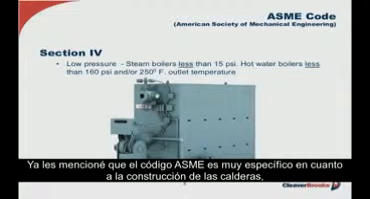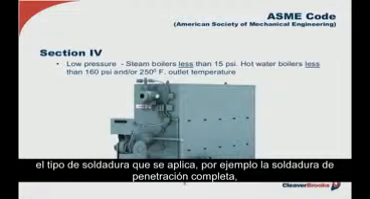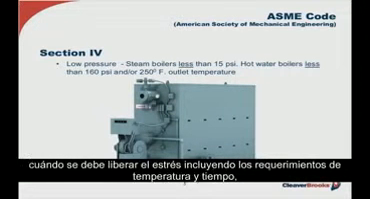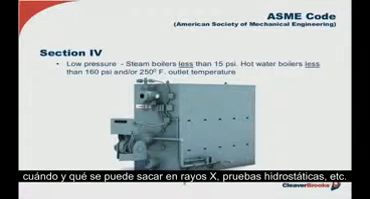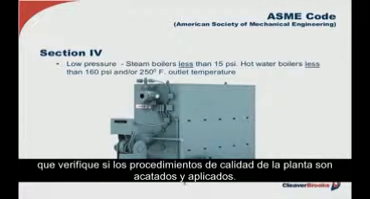Now, I mentioned a bit ago that the ASME code is quite specific about how these boilers will be constructed. And as such, it will detail things like boiler plate thickness to be used, the type of welding to be applied, like a full penetration weld, when stress relieving is necessary, including the temperature and time requirement, when and what to x-ray, hydrostatic testing, and so on. So really quite specific. Also requiring an independent inspector be in the plant at all times to witness all the boiler construction, to assure the plant's quality procedures are not only properly followed, but also applied.